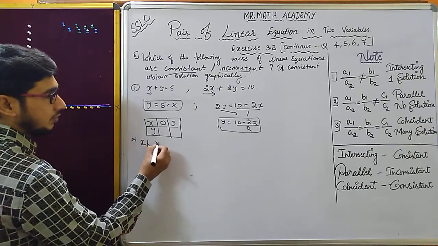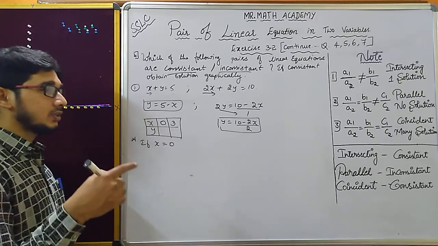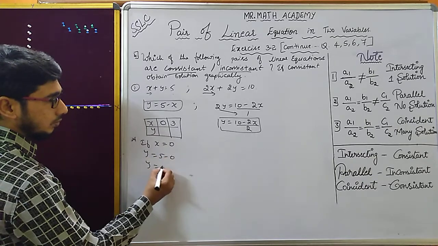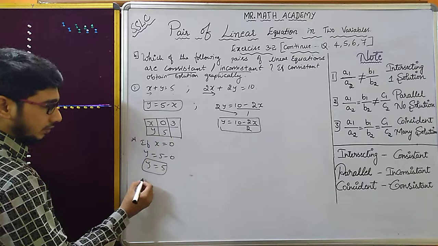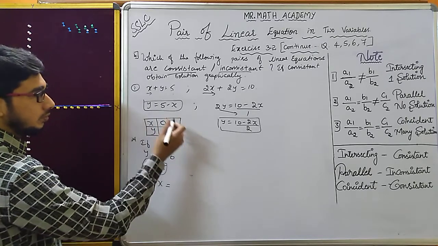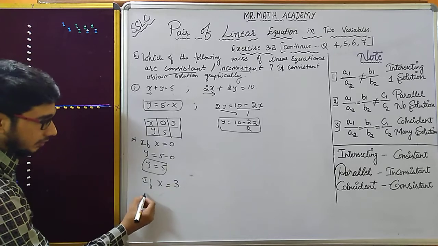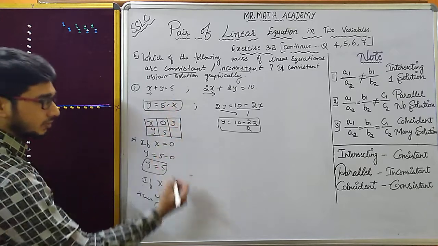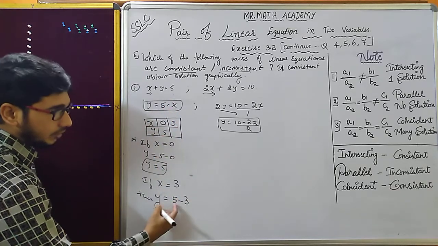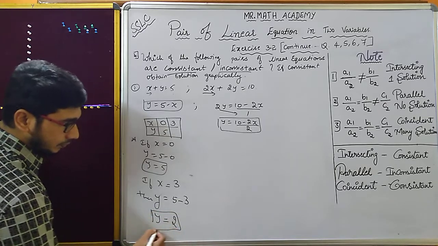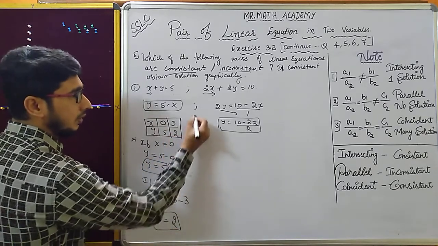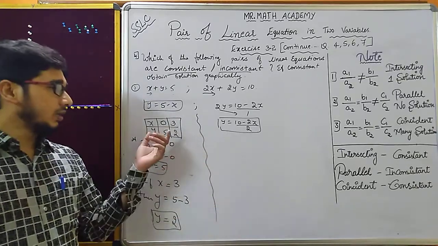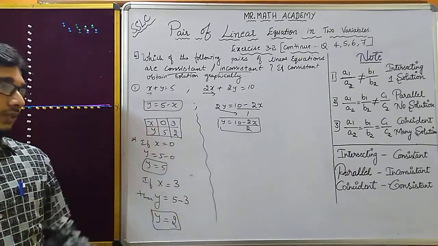If x is equal to 0, as usual, the way I had done in the previous class, same thing. So y is equal to 5 minus 0, y is equal to 5. Write down 5. Now if x is equal to 3, then y is equal to 5 minus, in the place of x, write down 3. So y is equal to 5 minus 3, which is 2. Two points I have plotted. You can take so many points. If it is getting round figures, 2 values are enough.